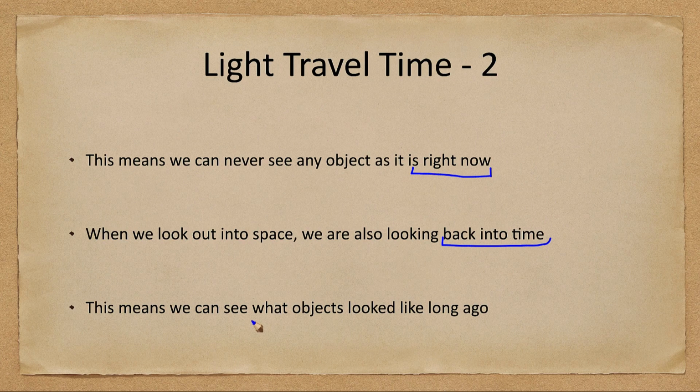So when we start to talk about galaxies, we will be able to see what galaxies looked like 10-12 billion years ago, at the very early history of the universe, simply because their light has taken that long to reach us.